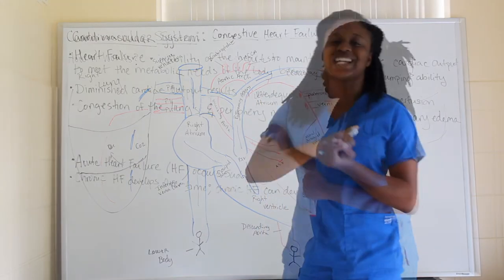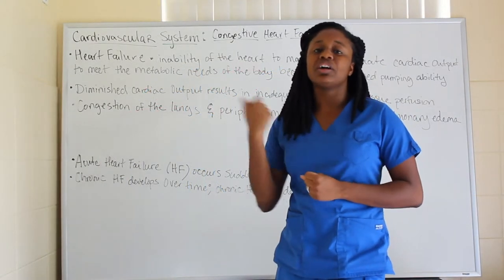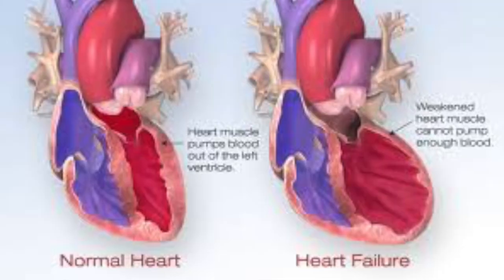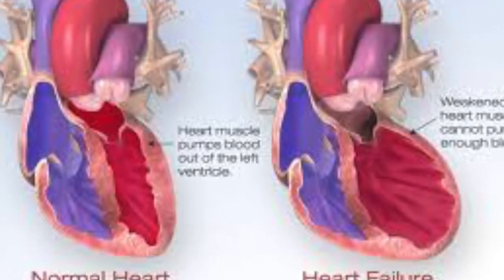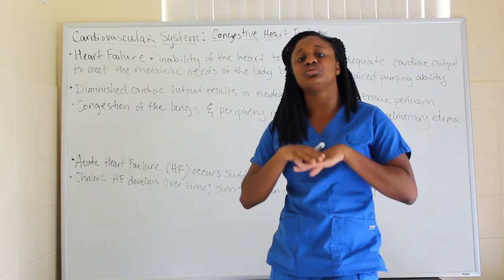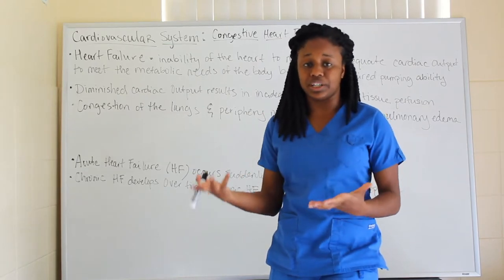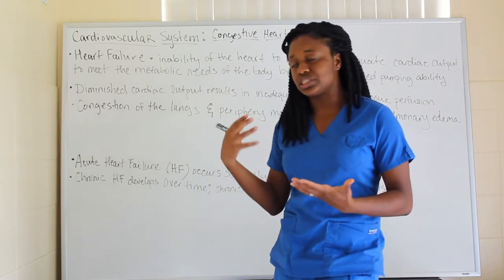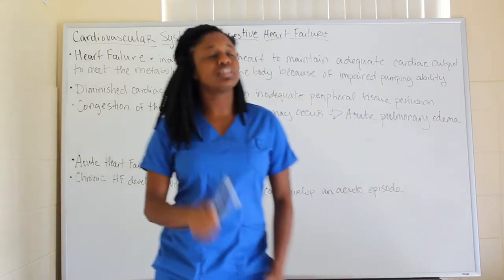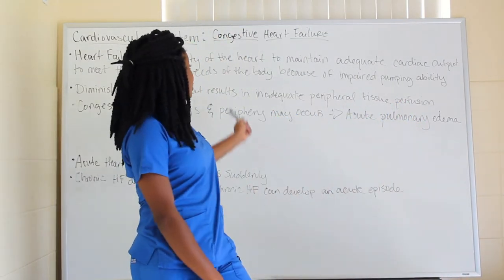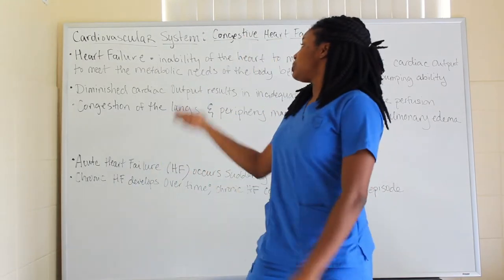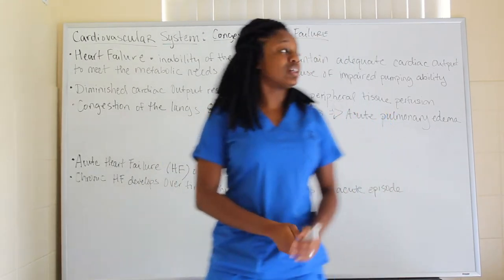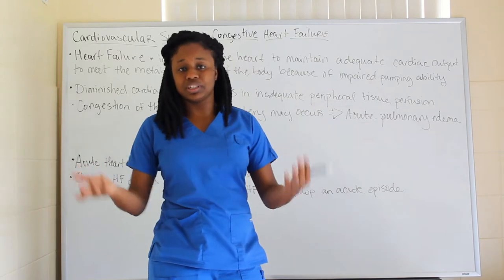So today, as you can see, we're going to go ahead and talk about congestive heart failure. With congestive heart failure, it's pretty much the heart's inability to perfuse the right amount of cardiac output to give to the rest of the body, in a nutshell. I got this from the Brunner's book: the inability of the heart to maintain adequate cardiac output to meet the metabolic needs of the body because of impaired pumping ability, okay?